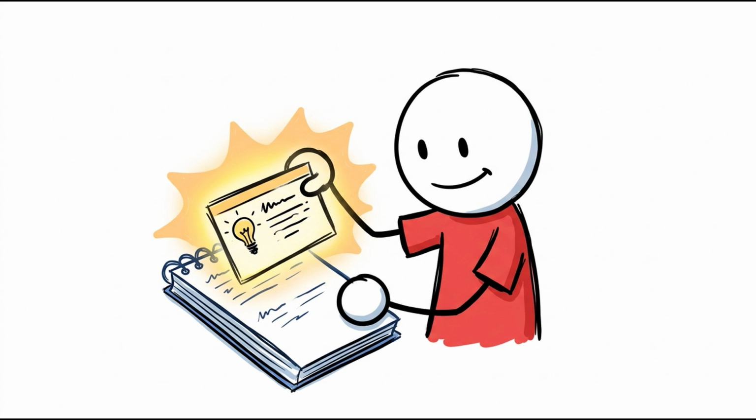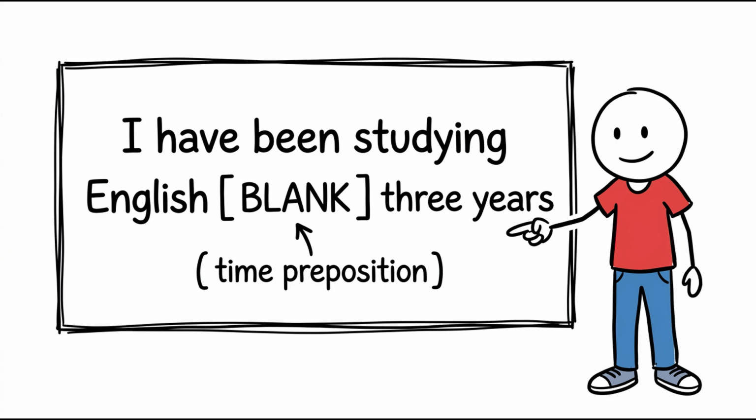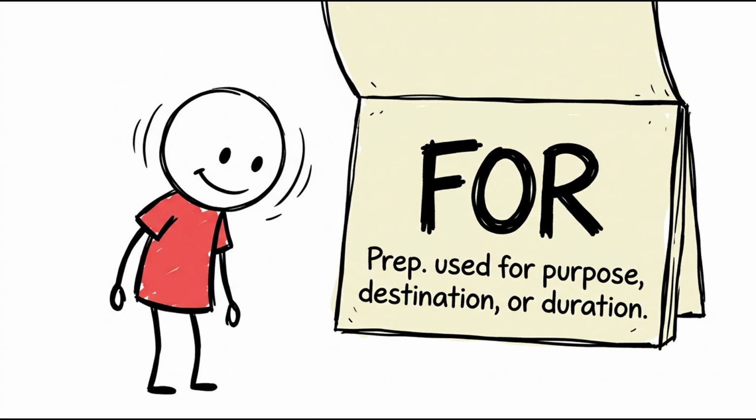Grab a blank card, or open whatever flashcard app you already use. On the front of the card, write your original incorrect sentence, but turn the specific problem area into a blank space instead. Underneath it, add a small clue in brackets, just enough to nudge your brain in the right direction. For example, on the front, you might write, I have been studying English blank 3 years, with a small clue underneath reading, use a time preposition.